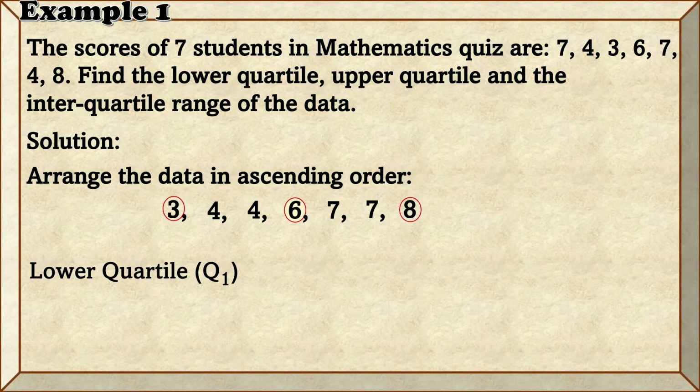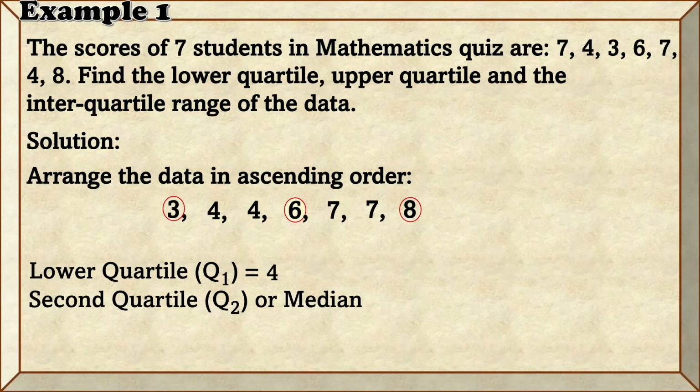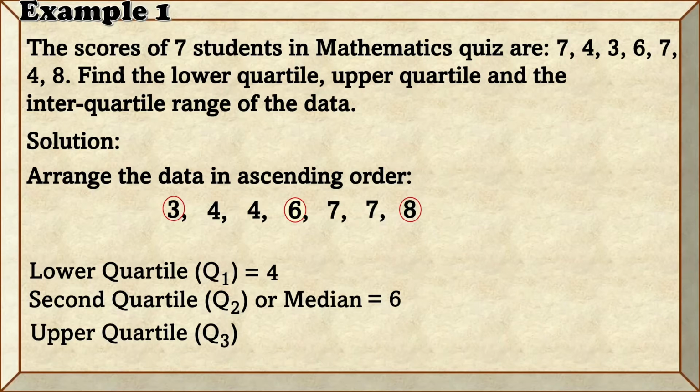The lower quartile is the value that is between the middle value and the least value. So gitna ng 6 and 3, which is 4. So the lower quartile is 4. Then the median or the second quartile is the middle value, which is 6. And the upper quartile is between the middle value and the greatest value. So, gitna ng 6 and 8 is 7. So, the upper quartile is 7.